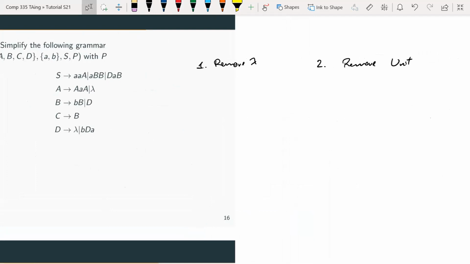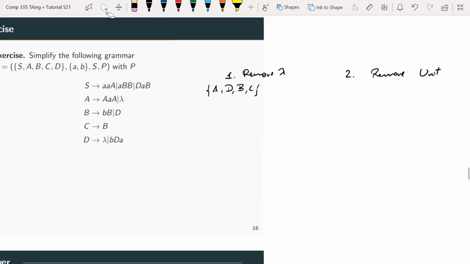So to do that, I needed to identify the lambda productions and nullable variables. So what are they? Well, I can clearly see from this guy and this guy that there's A and D. Oops, not B. There's A and D. And then I also know that B gives me D. So then B is nullable, and C gives me B. So C is nullable, right? Okay. So then A, B, C, and D, but not S, are nullable variables, right?